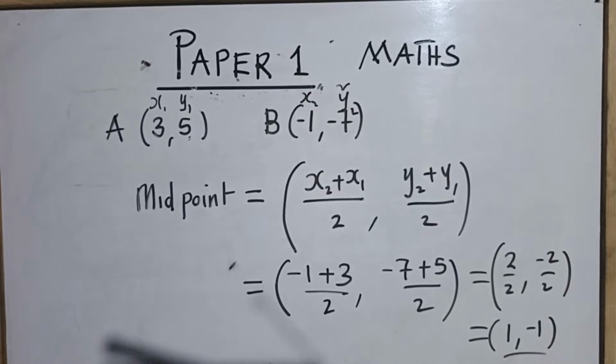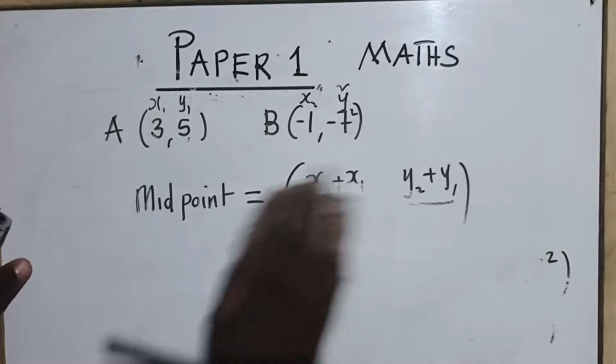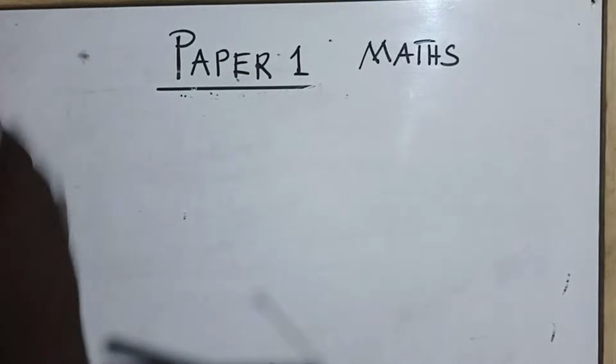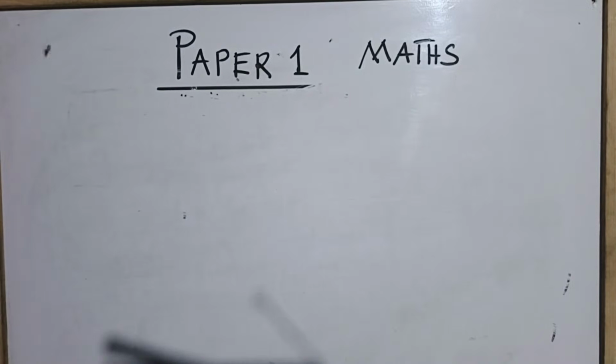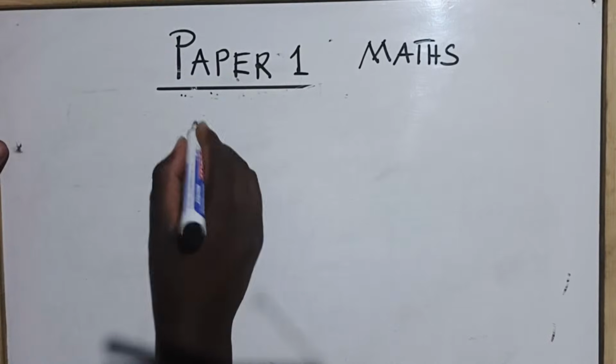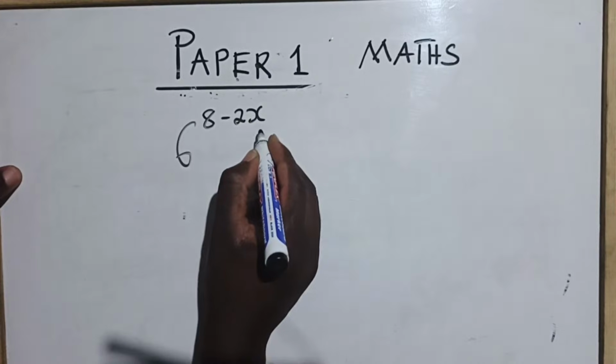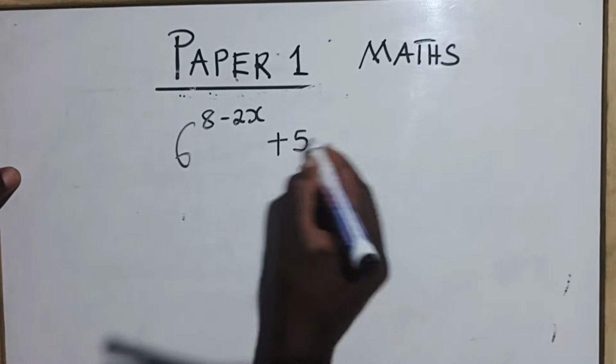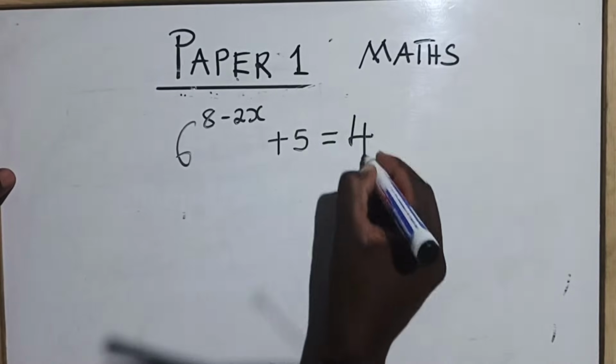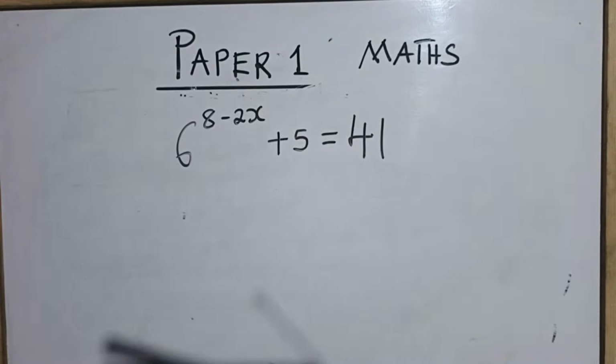So the next question, I'll write it and then you try to solve, because I've shown you how to solve equations using the laws of indices. So this question also requires you to apply the laws of indices. So we've got 6 power 8 minus 2x, plus 5 is equal to 41. So try to solve this and then comment the solution in the comment section. For now, we are ending right over here.